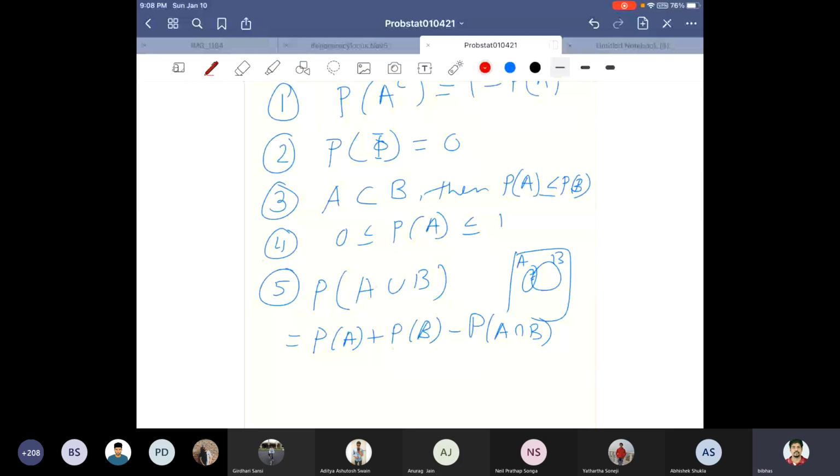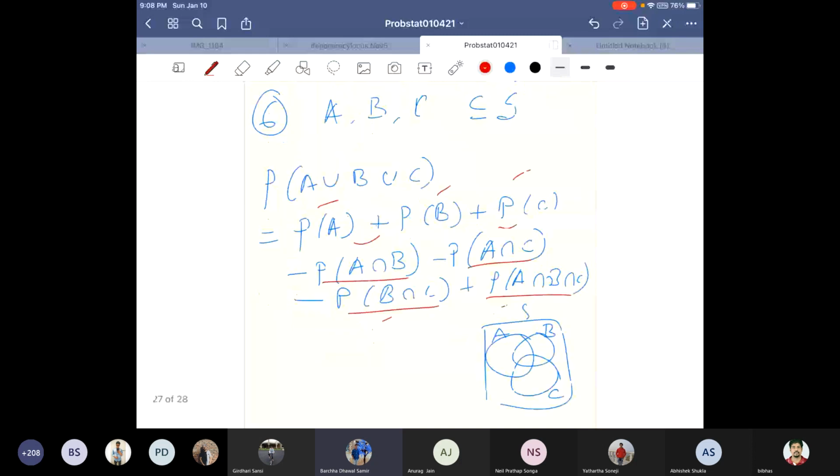Excuse me, sir. Yes. Sir, can you please again explain what is the difference? How should we interpret P of A union B union C and P of A intersection B intersection C? What is the exact difference? I'm not getting it. No, I'm not saying there is any difference here.